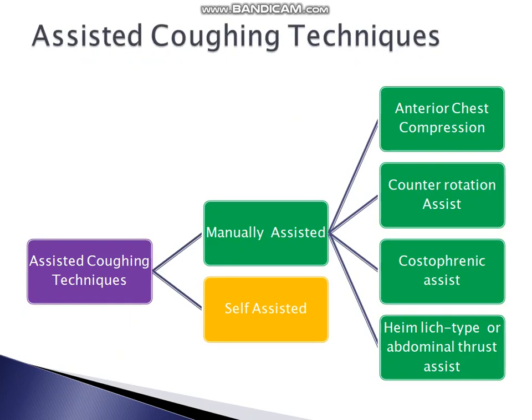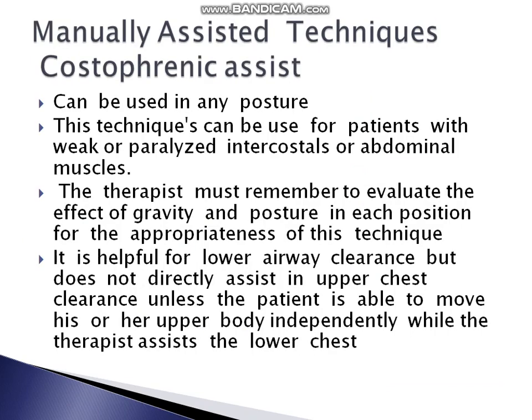Now we will be continuing with how we have to teach coughing techniques to our patients. This is how we teach assisted coughing techniques. Assisted coughing techniques could be broadly classified into manually assisted coughing techniques and self-assisted coughing techniques. Manually assisted coughing techniques could be sub-classified into anterior chest compression, counter rotation assist, costophrenic assist, and Heimlich type or abdominal thrust assist. We will be discussing each technique.